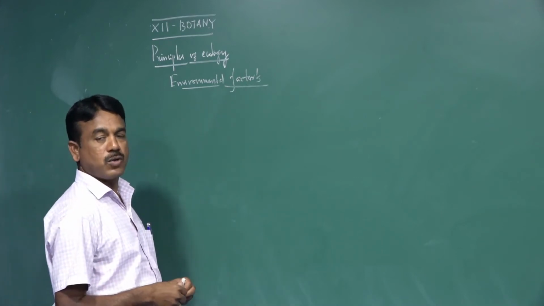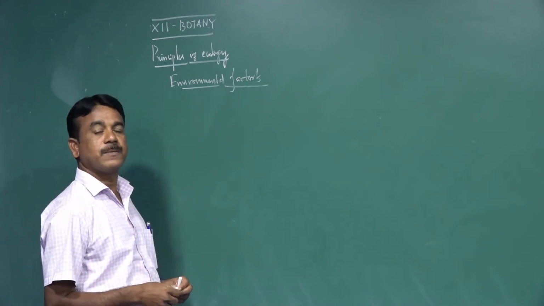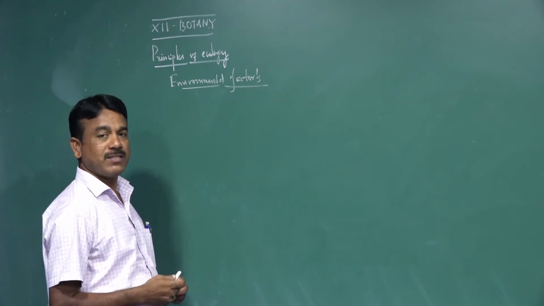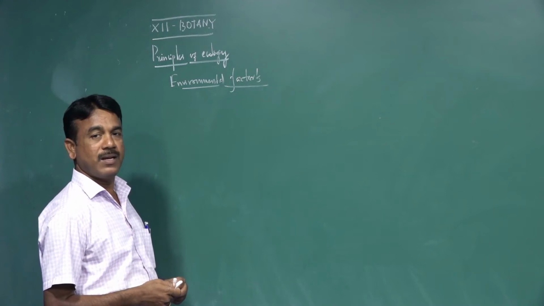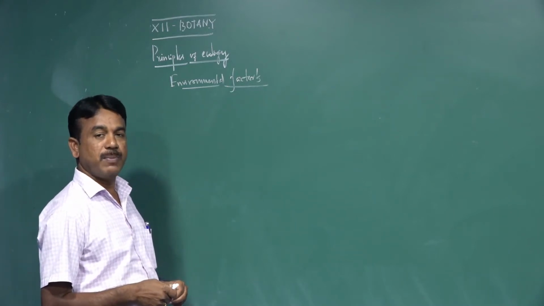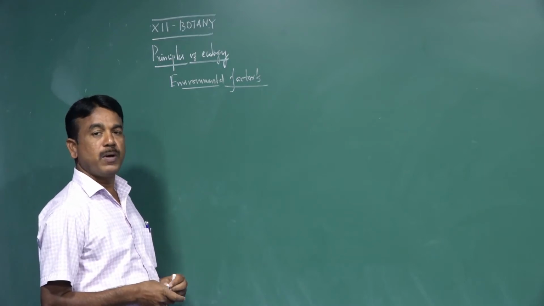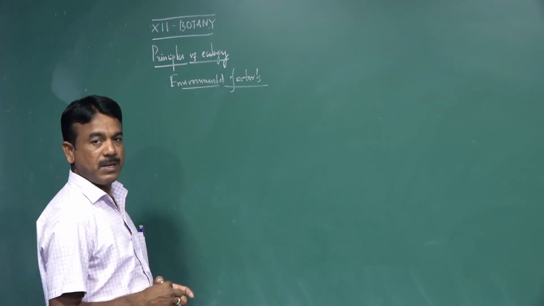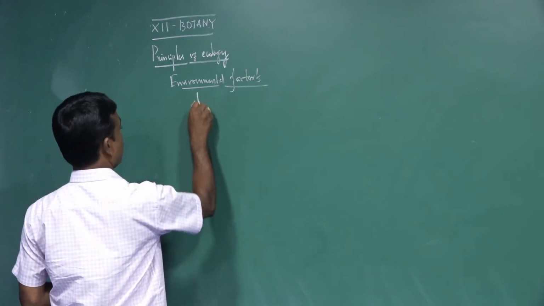Environmental factors are also called ecological factors. The ecological factors can be classified into various types. They can be climatic factor, edaphic factor, topographic factor, and biotic factor. The first factor is called the climatic factor.